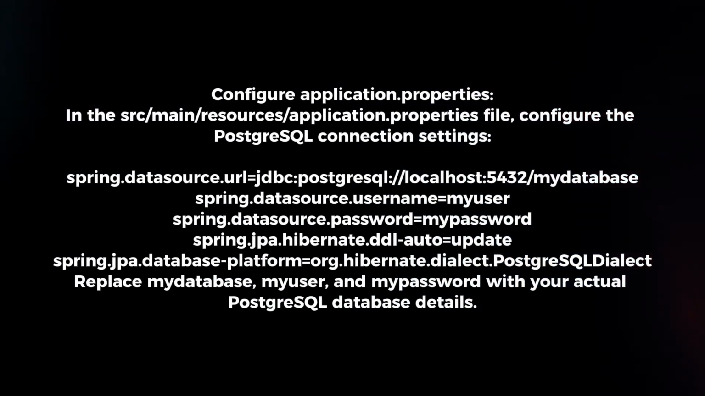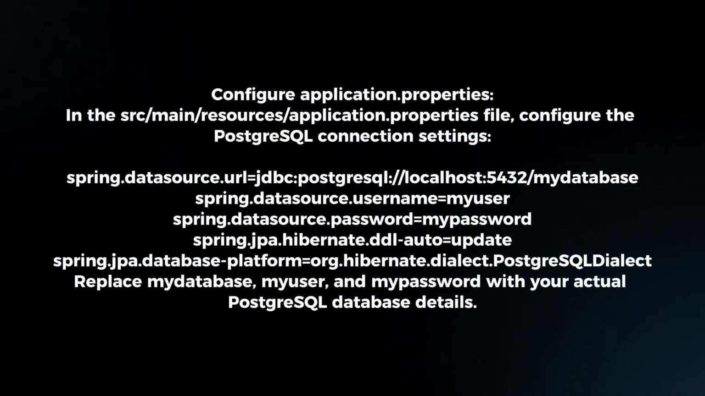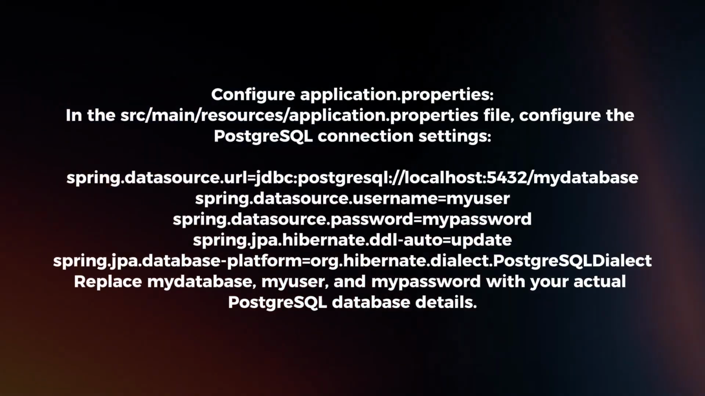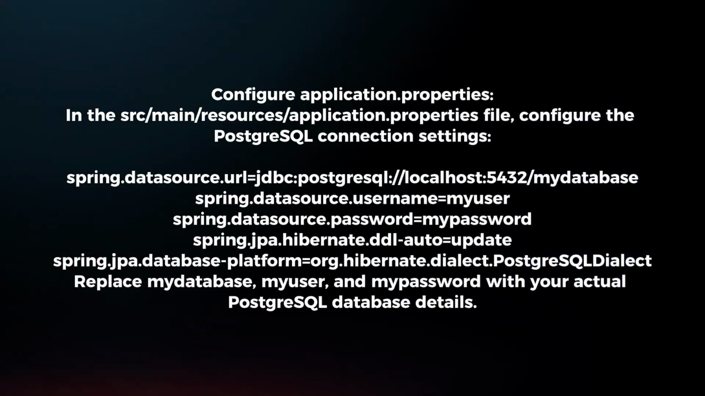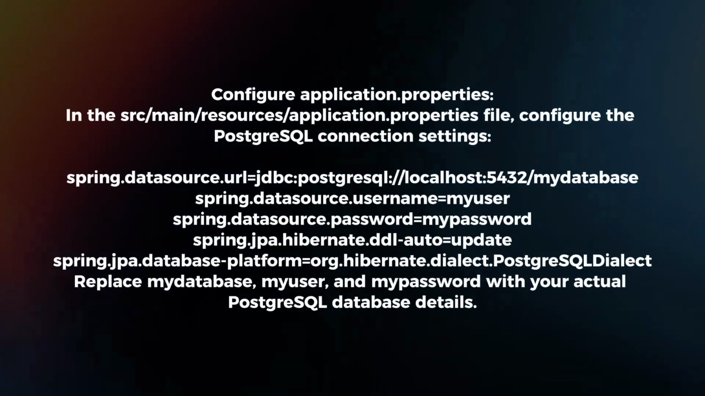Configure application.properties. In the src/main/resources/application.properties file, configure the PostgreSQL connection settings. Replace my database, my user, and my password with your actual PostgreSQL database details.